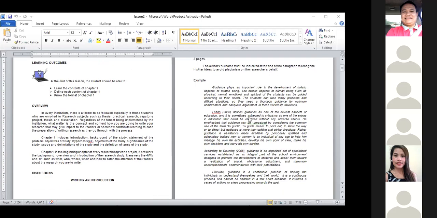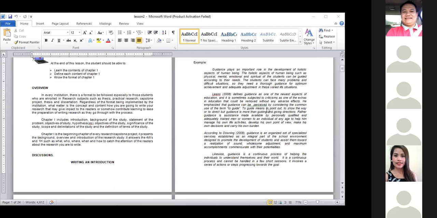Okay, so paano naman yung coherence? How do you apply the coherence? Okay, ito tinatawag natin consistency. So you define what is the meaning of guidance according to Lianyo, so that it will support your claim, something like that, no?